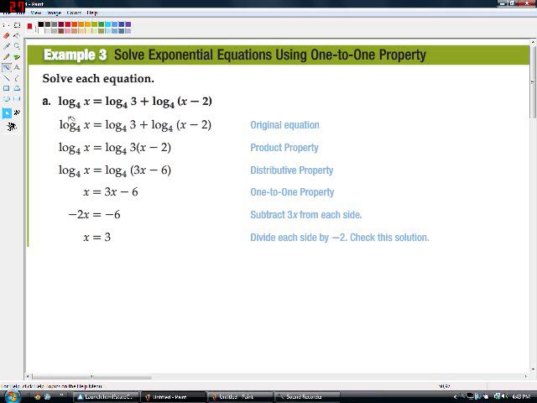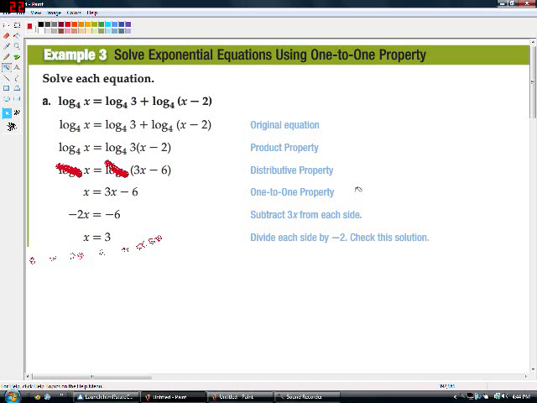Now we can see the original equation here. Log 4x equals log 4 3 plus log 4x minus 2. When logs are the same base and they're being added to one another, you multiply them. So now you can see here 3 times x minus 2, you distribute it, 3x minus 6. Now we can use the one-to-one property. So now we just take out log 4, and we have x equals 3x minus 6. Now we subtract 3x from each side, so we have negative 2x equals negative 6.